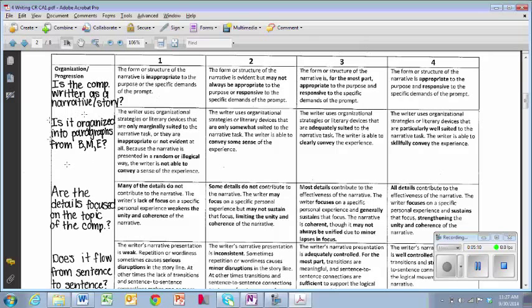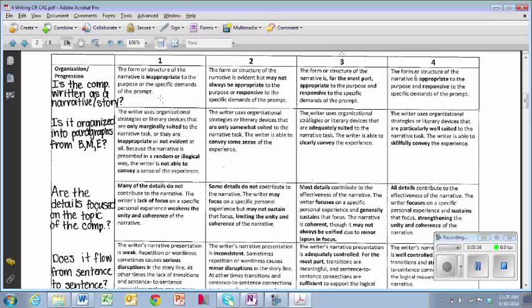So it does not have to be very formulaic where they write exactly 3 paragraphs, but you want there to be some logic to how they organize their paragraphs. If it's very random or it seems like it's one giant paragraph or it's just not very suited to what they wrote about, they would get a 1. If it's conveying some sense of the experience and somewhat suited, they would get a level 2.